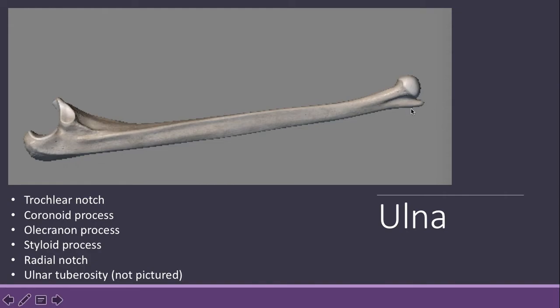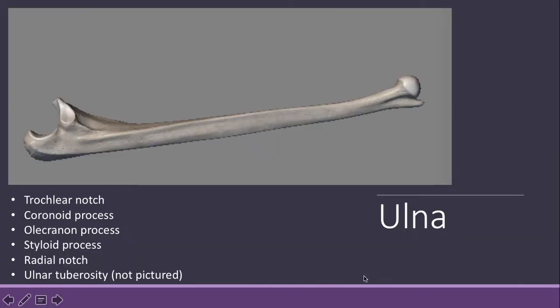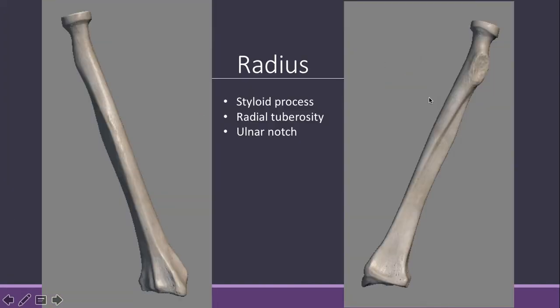That's called the styloid process, similar to the one on the skull, named because it's kind of pointy like a stylus. The radial notch is this right here, and not pictured on the other side of the ulna is the ulnar tuberosity. The radius, this is the head here, the radial head. The styloid process is down at this end, so notice the difference between how the styloid process and the head are on the same side on the ulna, whereas on the radius, the styloid process is right here, and the head is at the other end.